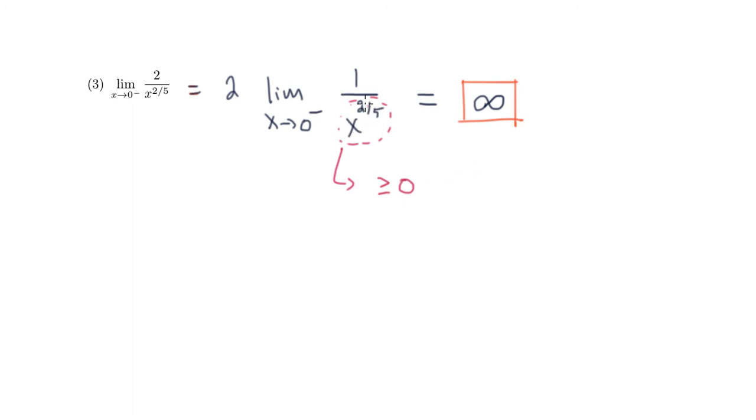Now, of course, if this had been an odd power, if it had been x to the 3/5, it still would have been negative infinity because these numbers would have been remaining negative. It's all about the parity of the power, whether it's odd or even. So it's just something to look out for.